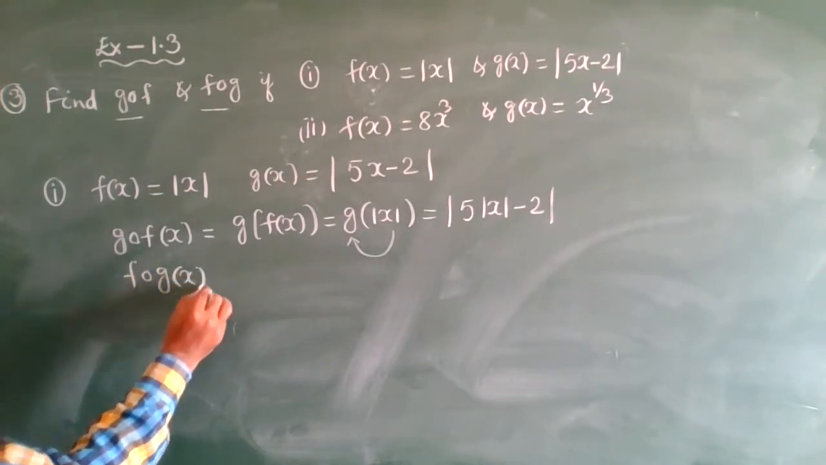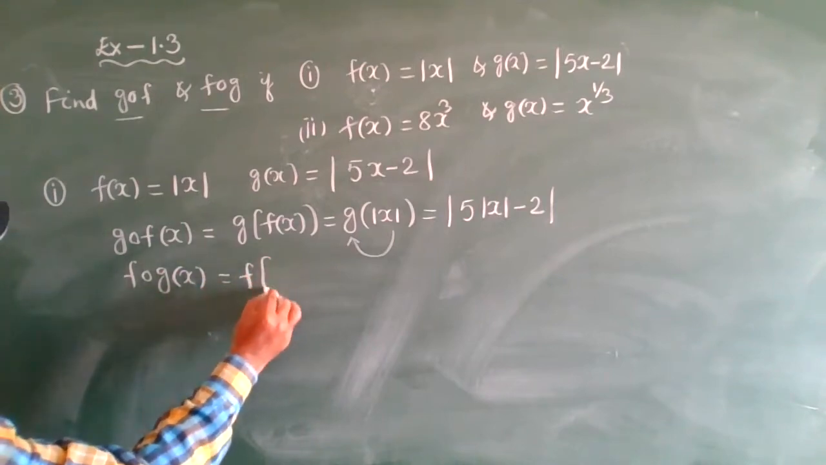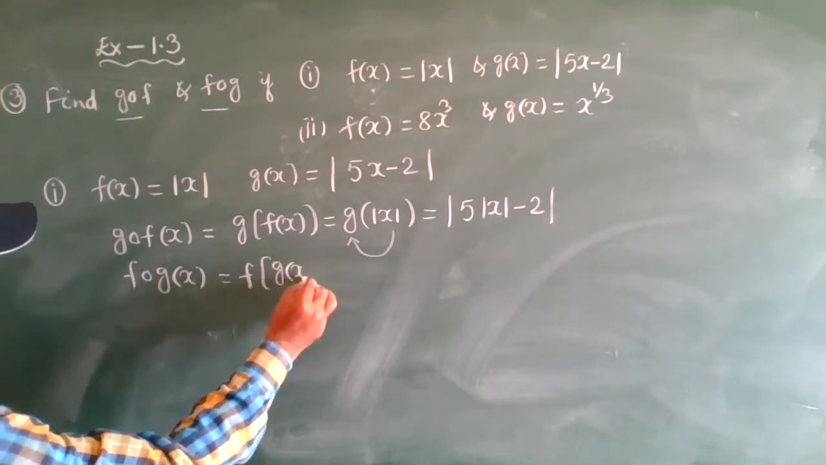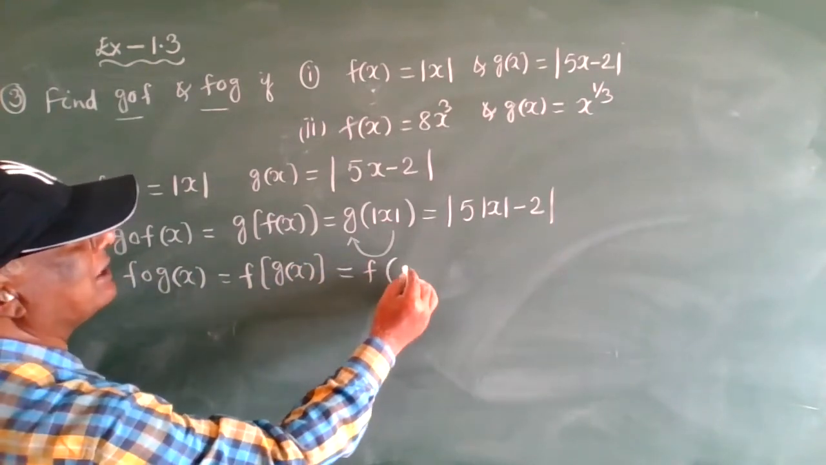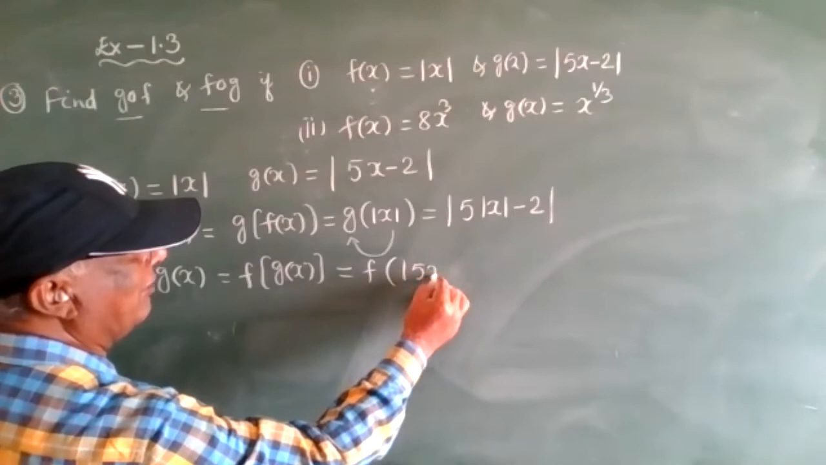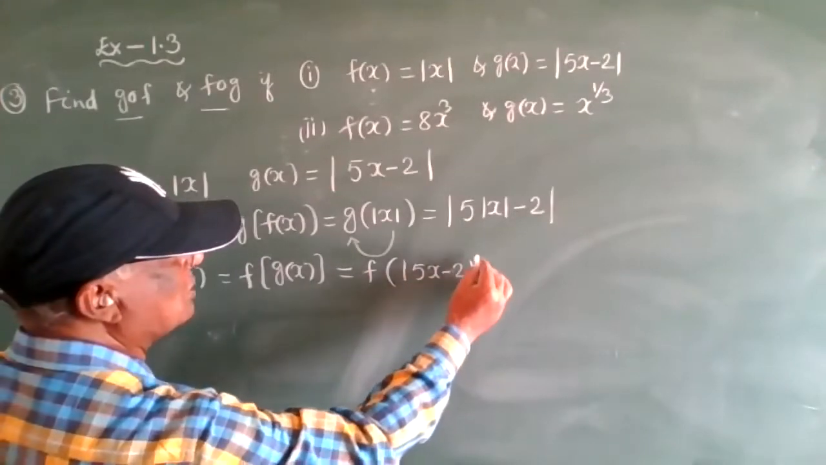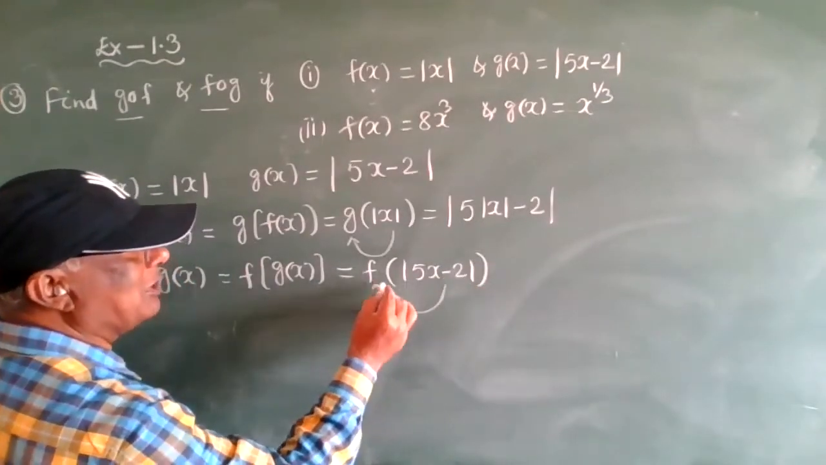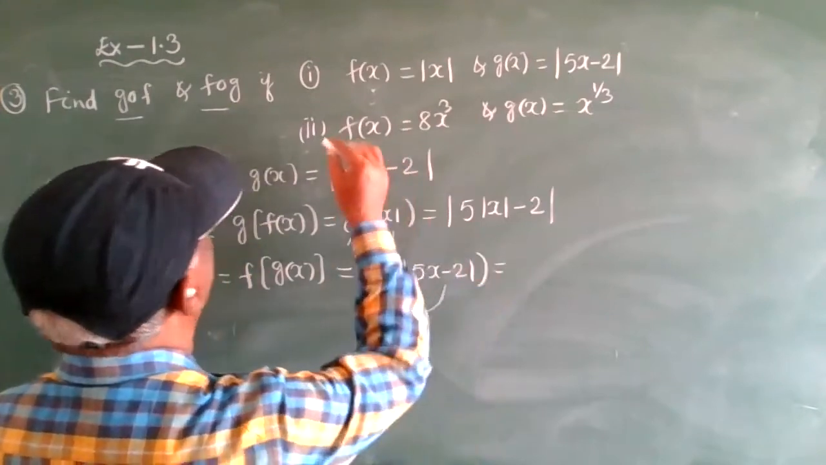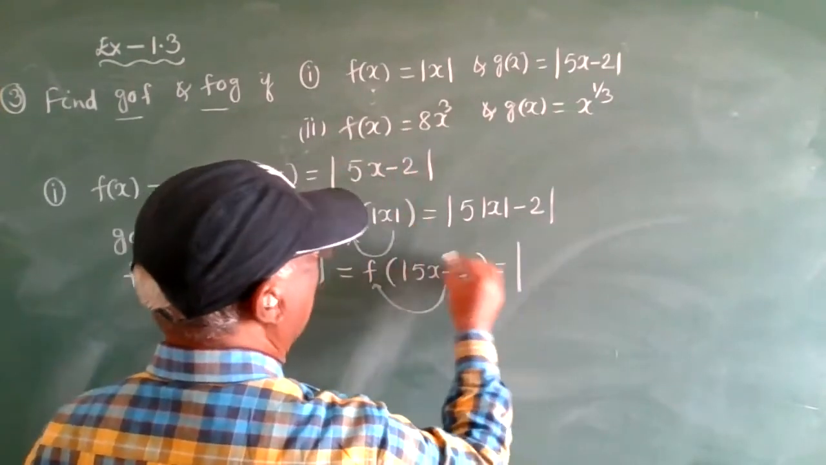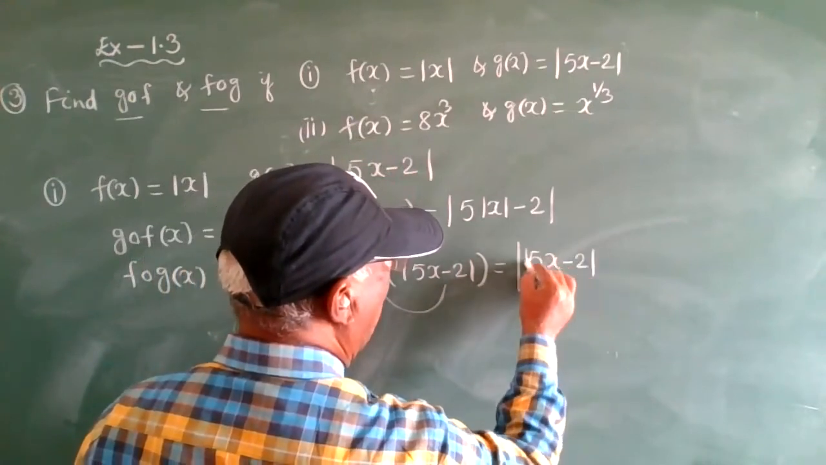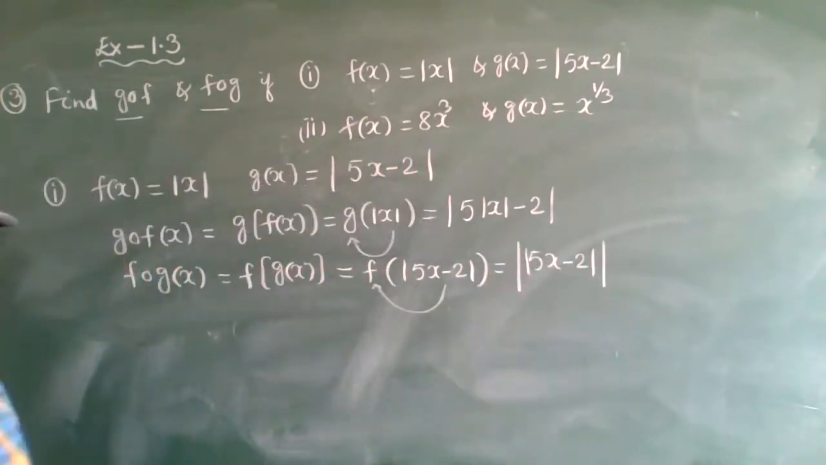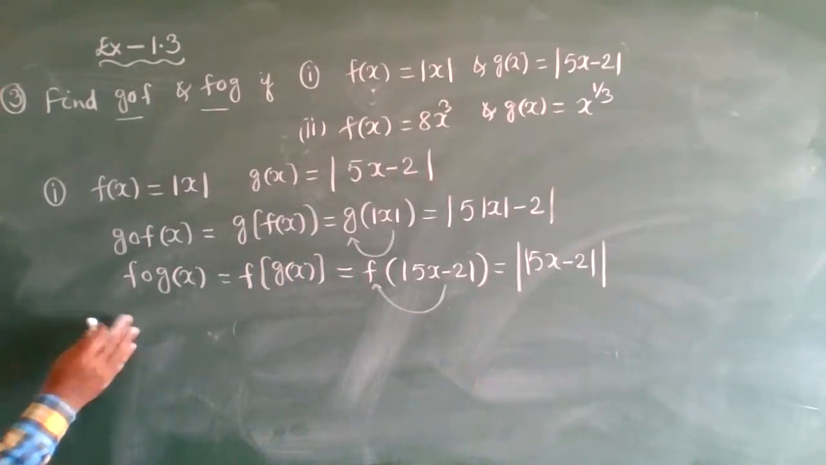f circle g at x is f of g of x. What is the g of x value? Write down. That is equal to modulus of 5x minus 2. This value we substitute in f in place of x. So modulus of modulus of 5x minus 2. Okay? Right.